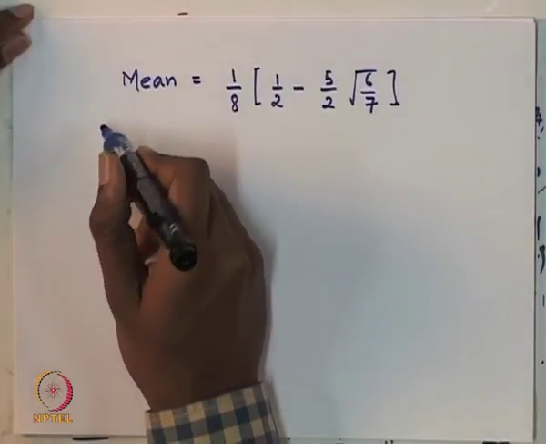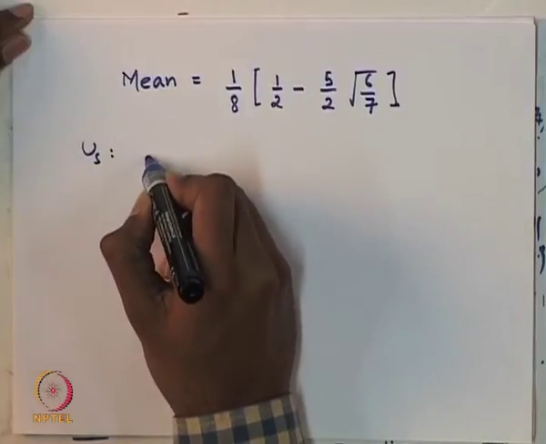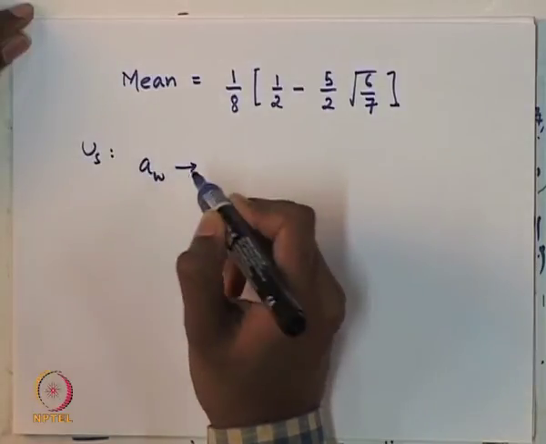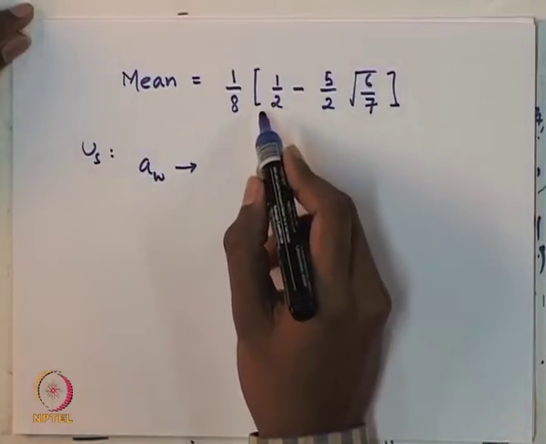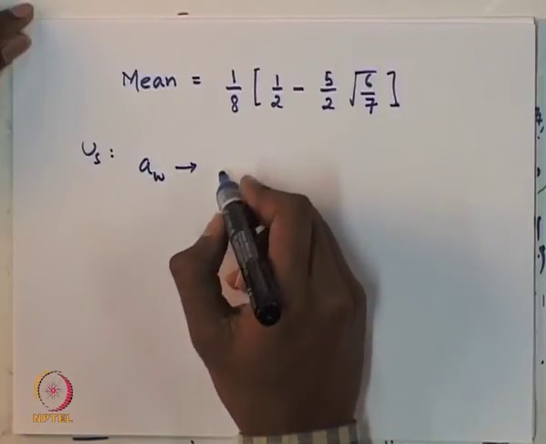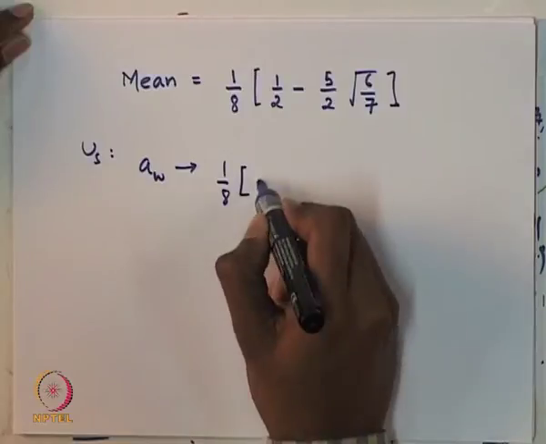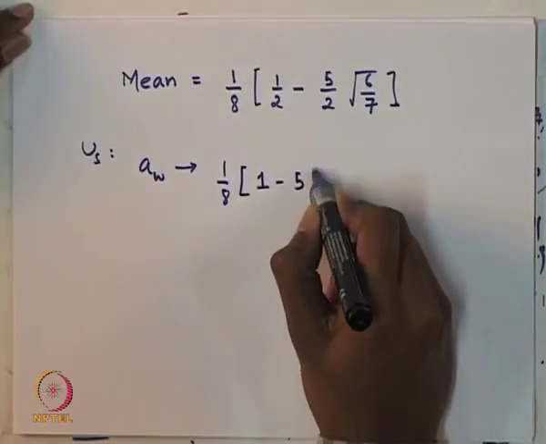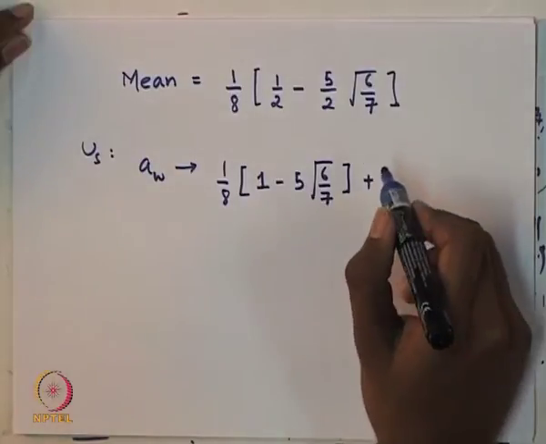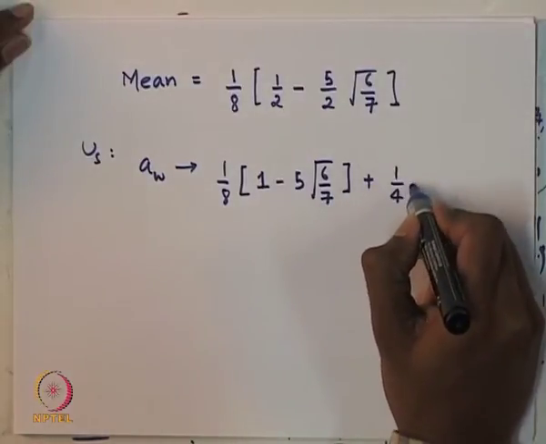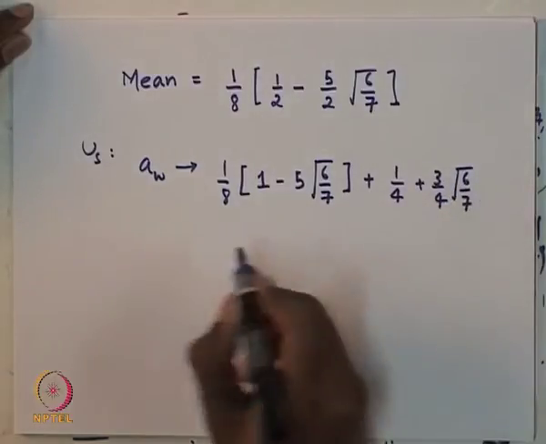So after operating US, AW transforms to 2 times mean added to the previous AW. So 2 times mean is 1 minus 5 root 6 by 7 added to the previous AW, which is 1 by 4 plus 3 by 4 root 6 by 7.